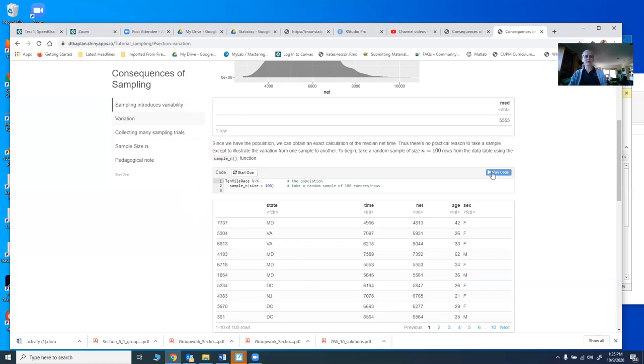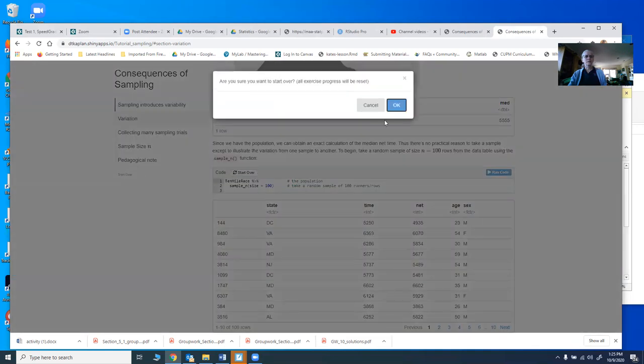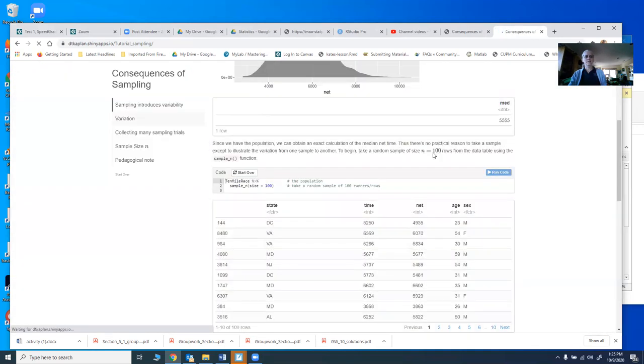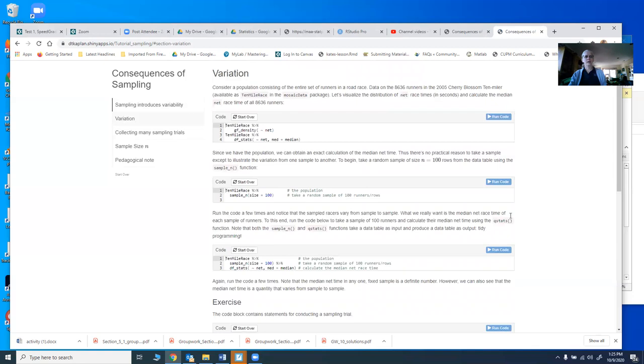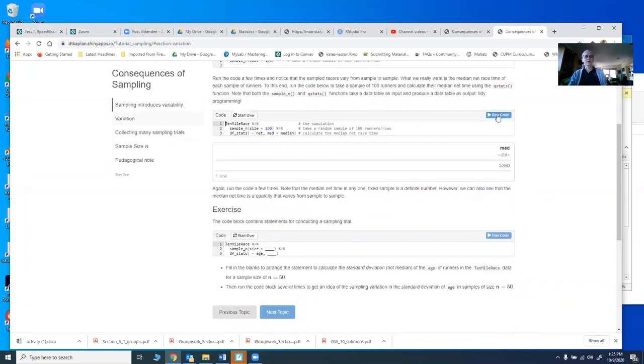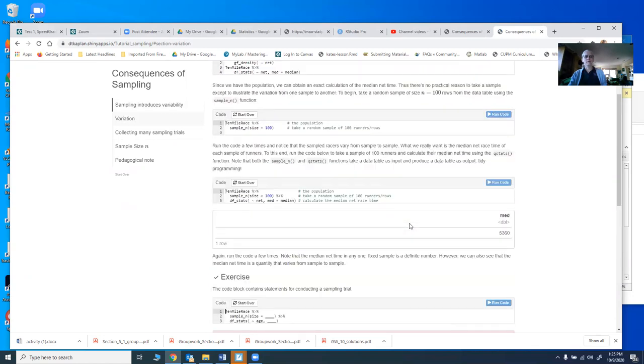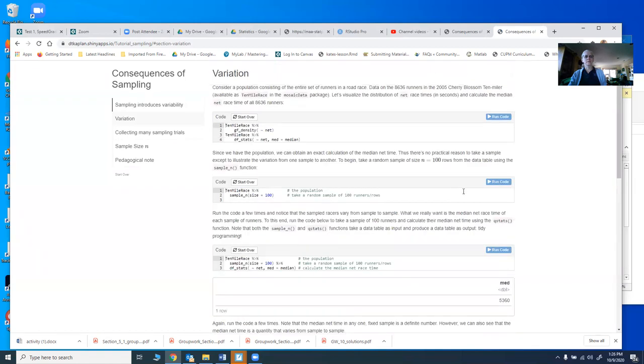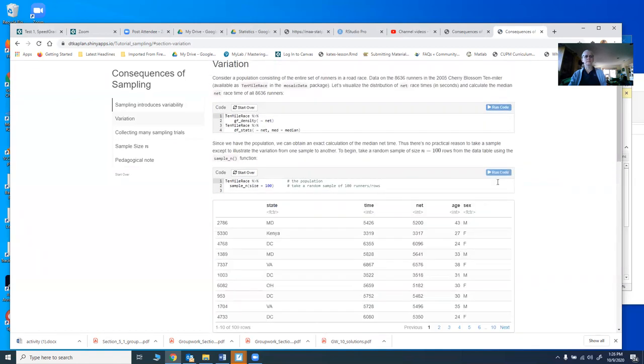What happens when I run it again? Run the code again. Oops, didn't happen. Why didn't it work? Let's start over. We'll go back and do it again. Should happen where it just runs it again. So this is what I want. Okay, so here it is. I'm gonna run this code again.